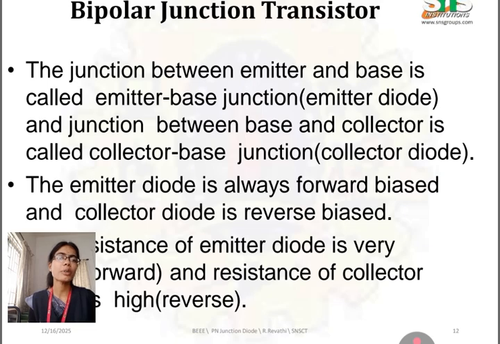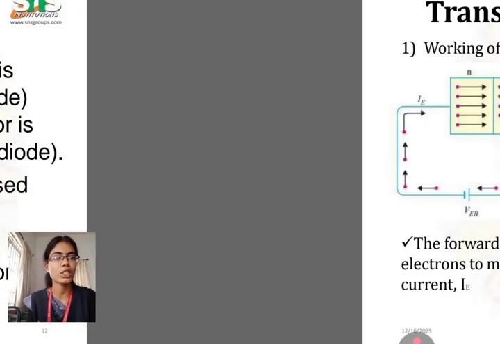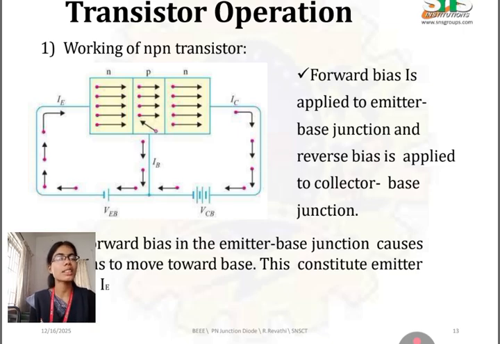The junction between emitter and base is the emitter diode, and the junction between collector and base is known as the collector diode. The collector diode has a high resistance, as it is in reverse bias direction. The emitter diode has a very low resistance, as it is in forward biasing condition. So this is the flow of charges, where the two N-type and one P-type layers are discussed in the circuit diagram, where the emitter base junction causes the diode to be forward biased towards the base.